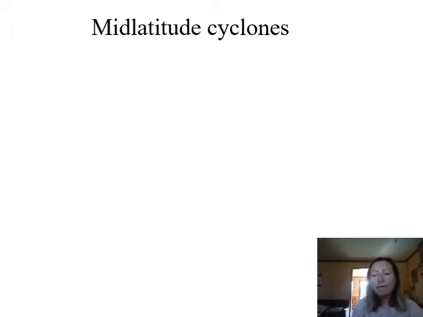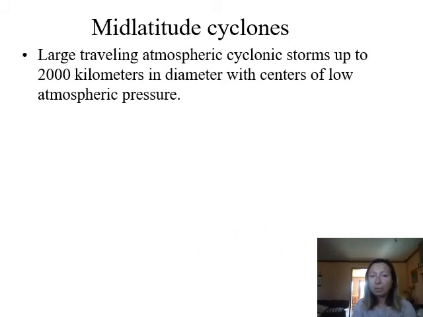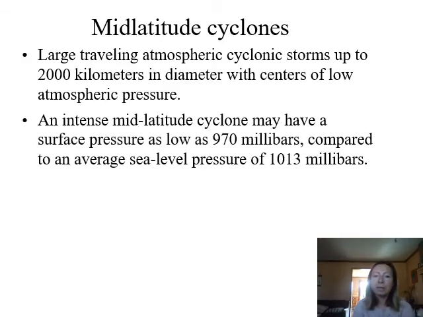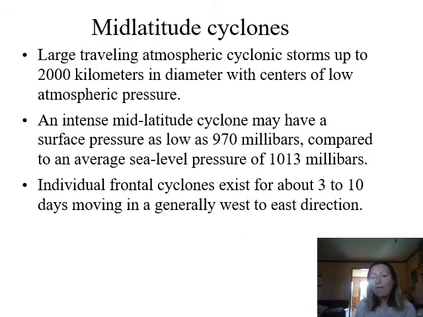Mid-latitude cyclones are very common in mid-latitudes, including here in the upper Midwest in Michigan. Those are large traveling atmospheric cyclonic storms up to 2,000 kilometers in diameter, with a center of low atmospheric pressure in the middle. An intense mid-latitude cyclone may have a surface pressure as low as 970 millibars, compared to an average sea level pressure of 1,013 millibars.